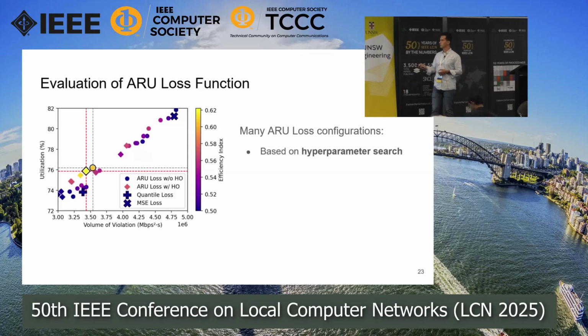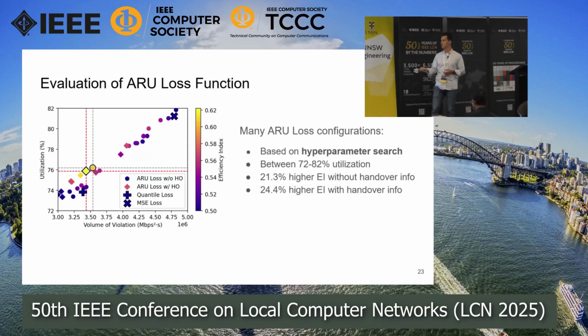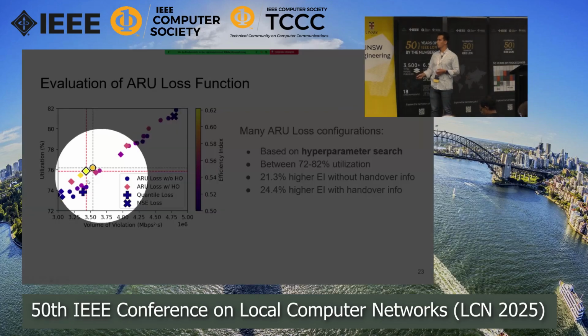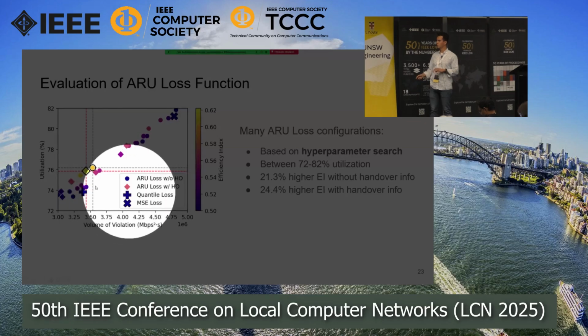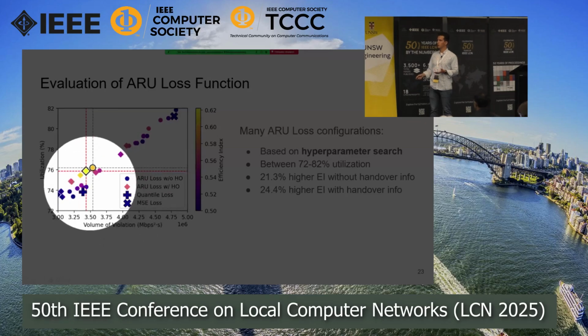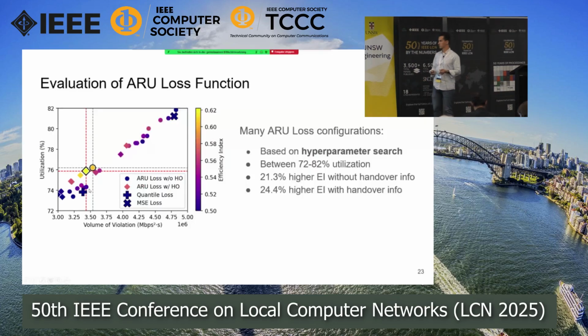And when we look at the results, we actually get even higher network efficiency when we use handover information. So compared to the quantile loss, the cheap way of doing the under prediction, we get 2% higher network utilization at almost the same error rate, which is nice to see, in my opinion.